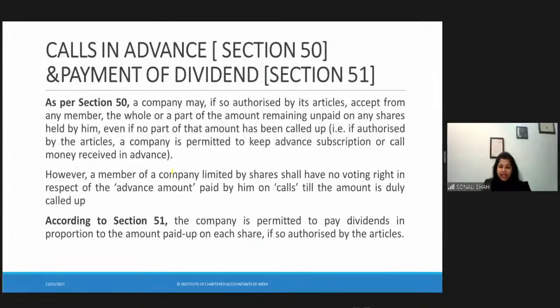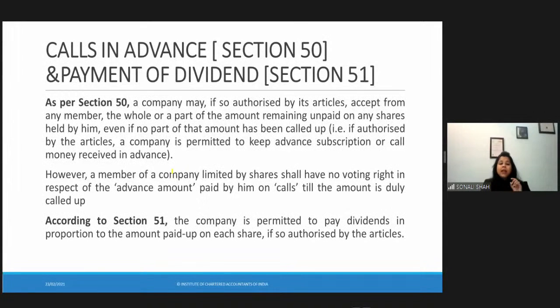So section 50 says a company may, if so authorized by its articles. So the requirement is there has to be an authorization in the articles, accept from any member the whole or a part of the amount remaining unpaid on any shares held by him, even if no part of that amount has been called up. So basically, the company, if it is authorized by its articles, can accept advance subscription or advance amount on the calls.